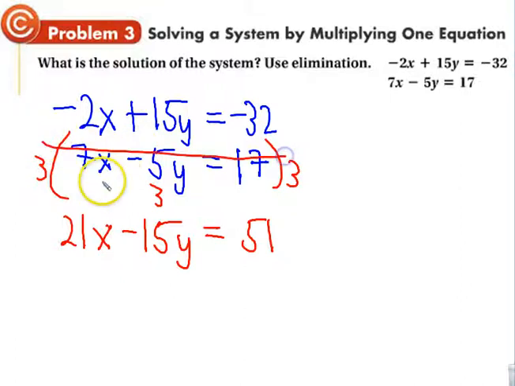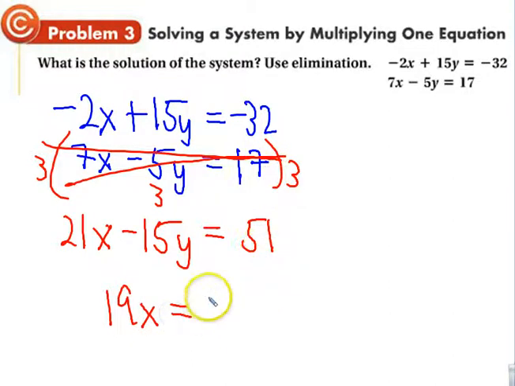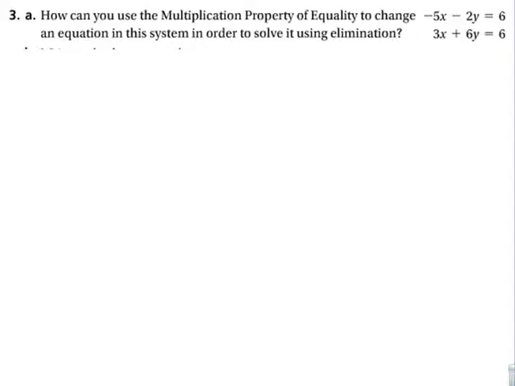Okay. Now I get rid of this. I want to move that out of the way. Imagine that it's not there. I have a positive 15y and a negative 15y. So I add. So I'm going to get 19x equals 19. So x equals 1. Okay? And then you would go through the process of finding the other variable. Take this one, plug it in to any one of these equations, the original, or the changed version. You've got 3 possibilities. Okay, I'd like for you to try this one. All right.